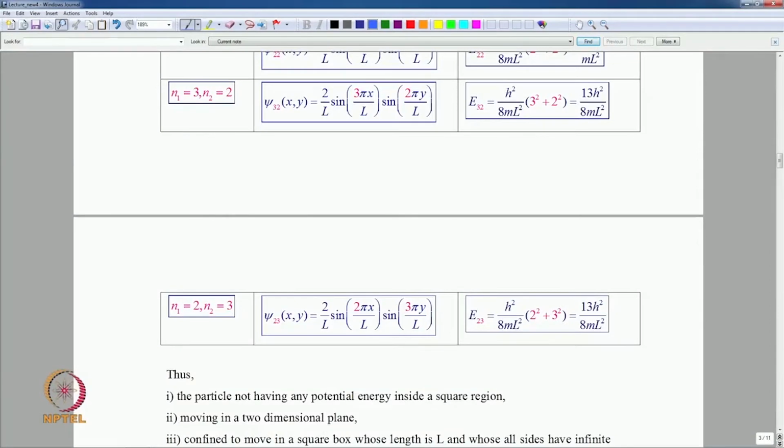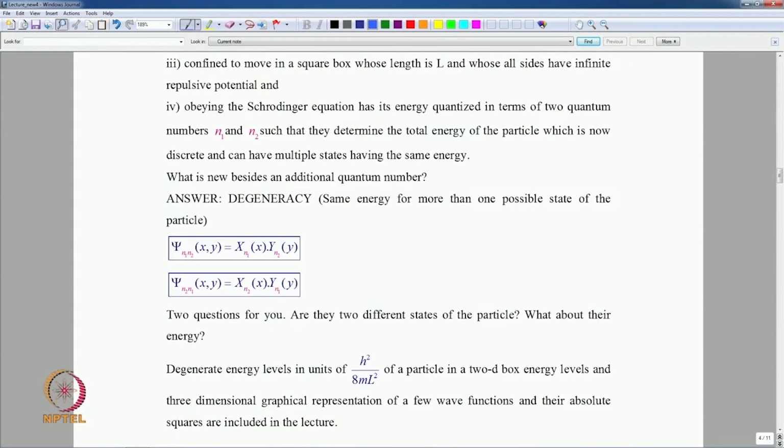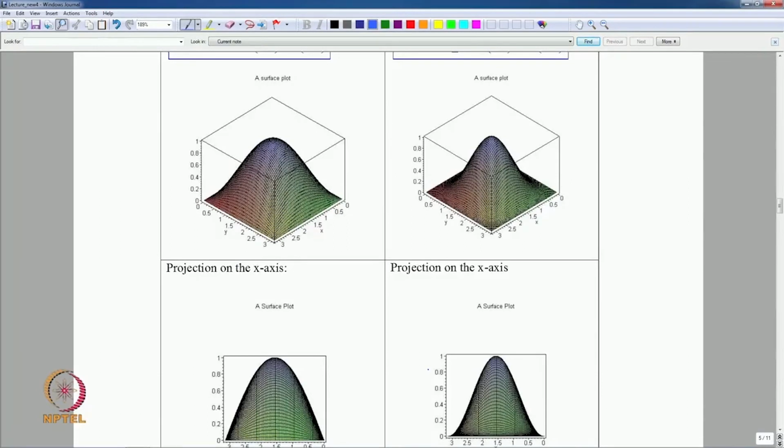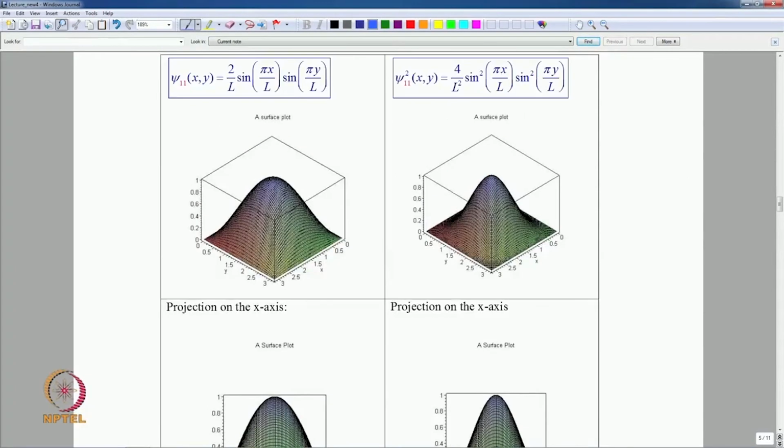How do these things look like if we plot them? I mean, this plot looks fancy, but actually does not have much interpretation or meaning, but it is worth seeing the product wave function in 2 dimensions. Okay. So, you see the wave function psi 1 1 using this picture.